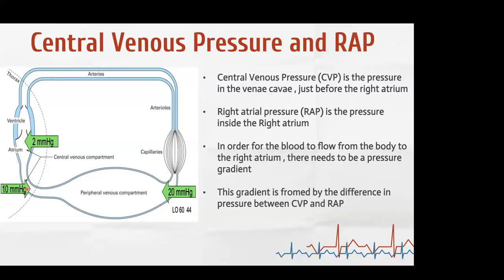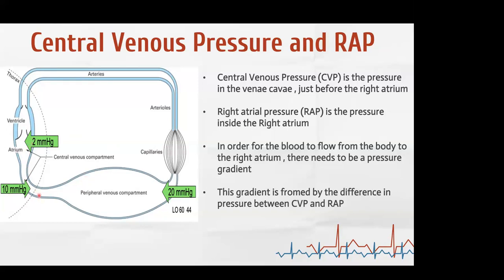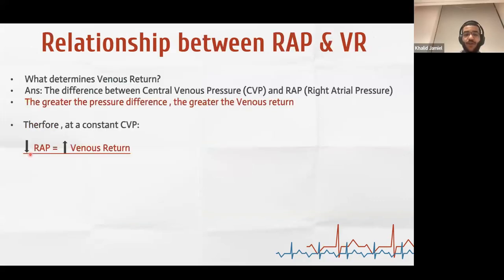Okay, so if this is kept constant at, for example, 10, and we decrease this, the right atrial pressure, will the gradient be higher or lower? Higher, and therefore the venous return increases. All clear?